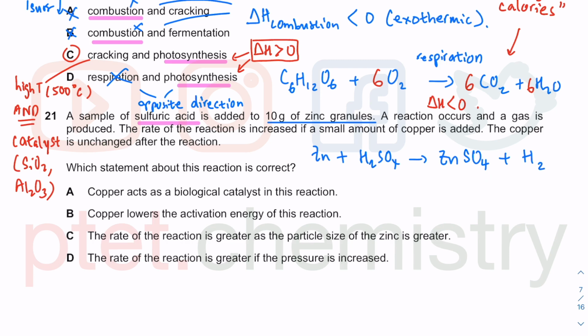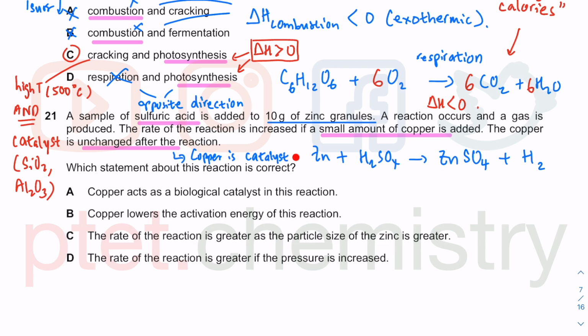So the rate of this reaction increases if I add a small amount of copper. The copper is unchanged after the reaction. This suggests that the copper is a catalyst, because a catalyst is a substance that increases the rate of reaction without itself being chemically changed, without itself being used up. You still have the exact same amount at the end. How does it act as a catalyst?